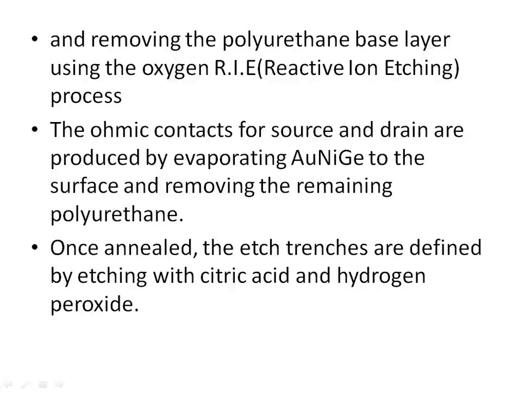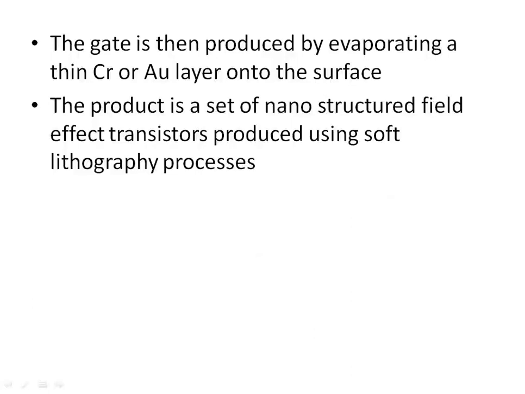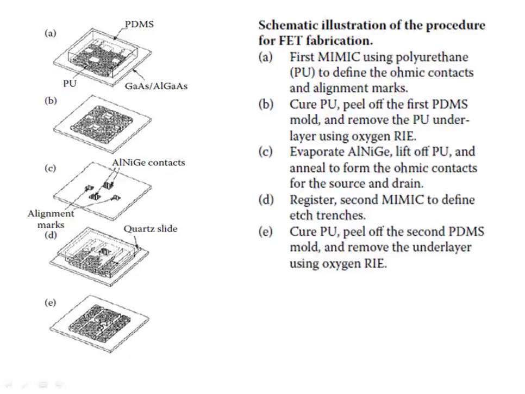The ohmic contacts for source and drain are produced by evaporating Ni/Ge to the surface and removing the remaining polyurethane. Once annealed, the etch trenches are defined by etching with citric acid and hydrogen peroxide. The gate is then produced by evaporating a thin Cr/Au layer onto the surface. The product is a set of nano-structured field effect transistors produced using soft lithography processes. Schematic illustration of the procedure for FET fabrication.